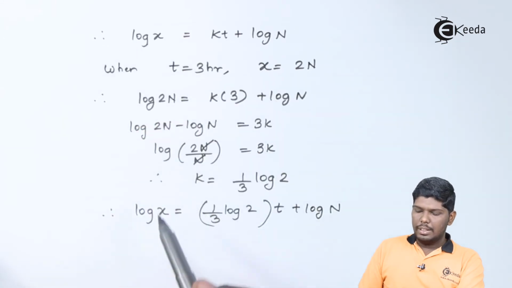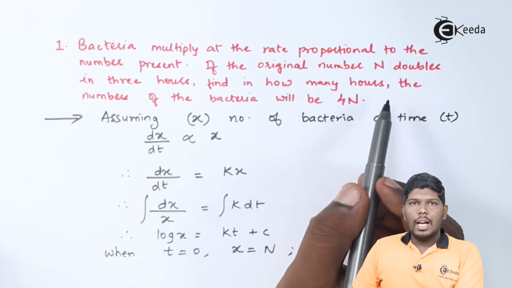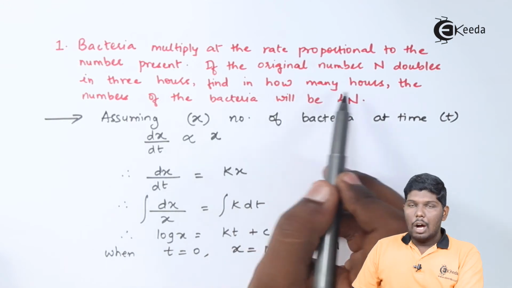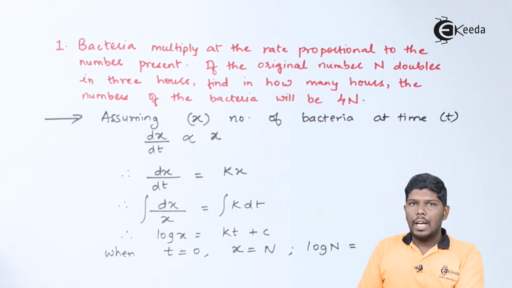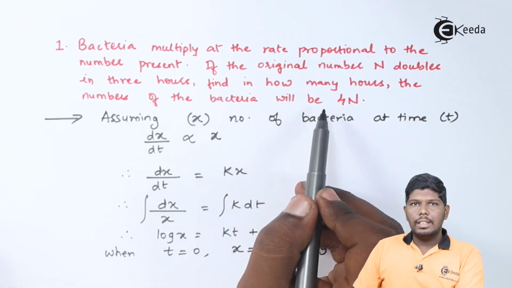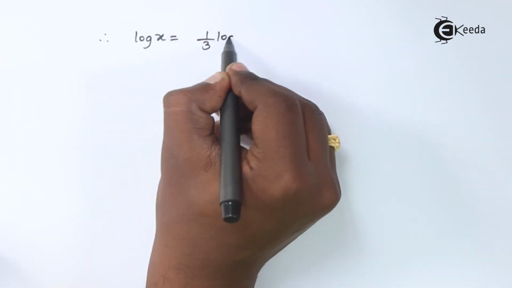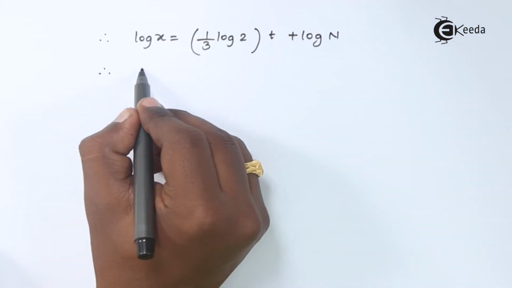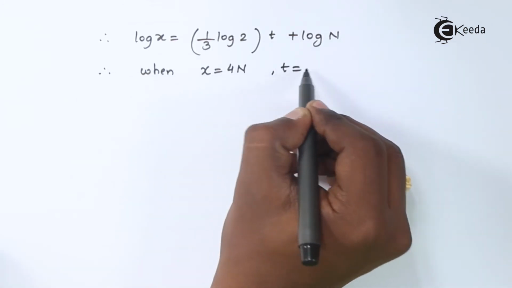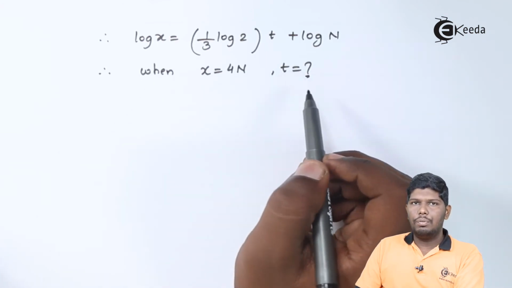So this will give you log x is equal to, the value of k is 1 by 3 log 2 into t as it is, plus log n. Now let us use the last condition to find the answer. In how many hours the number of bacteria will be 4n? So they have asked you the value of time when the number of bacteria, that is x, will be equal to 4n. We are going to substitute x as 4n, and for that we will find the value of t.